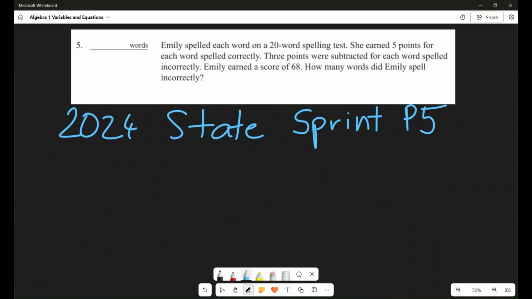Okay, so this one's from the same test, 2024 State Sprint, but it's problem 5. Emily spelled each word on a 20-word spelling test. She earned 5 points for each word spelled correctly. 3 points were subtracted for each word spelled incorrectly. Emily earned a score of 68. How many words did Emily spell incorrectly?